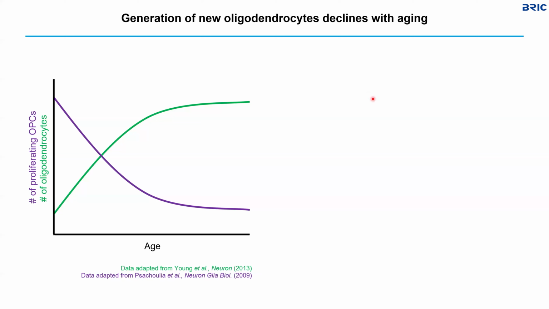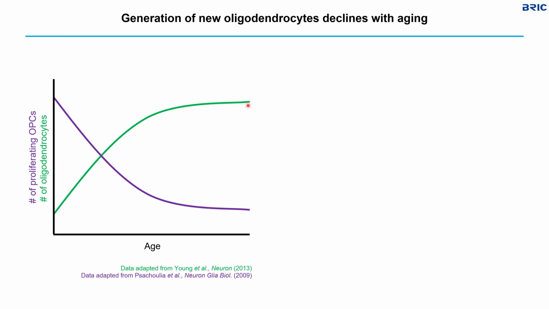However, even though OPCs are present in the brain throughout life, the actual rate of generating new oligodendrocytes declines with aging. So here on the left is a summary of the data from Bill Richardson's lab. Here in green, what I'm representing is the number of total oligodendrocytes in the brain across aging. You can see that earlier in development, new oligodendrocytes form very rapidly. However, as the brain ages, the rate of new oligodendrocyte production dramatically declines.